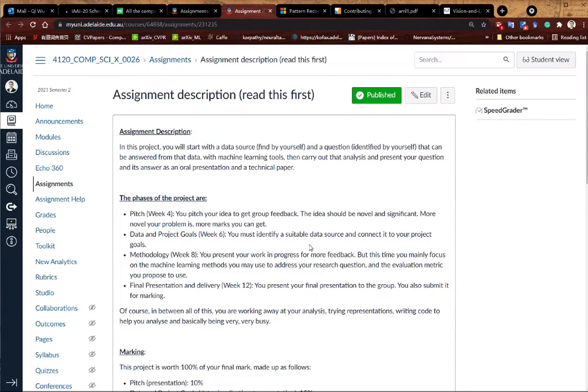Okay, so let's go back to the data set. Later, I will show you what kind of source you can use. I will not directly give you the data set, but I will let you know what kind of source, what kind of website you can go to find the data set.